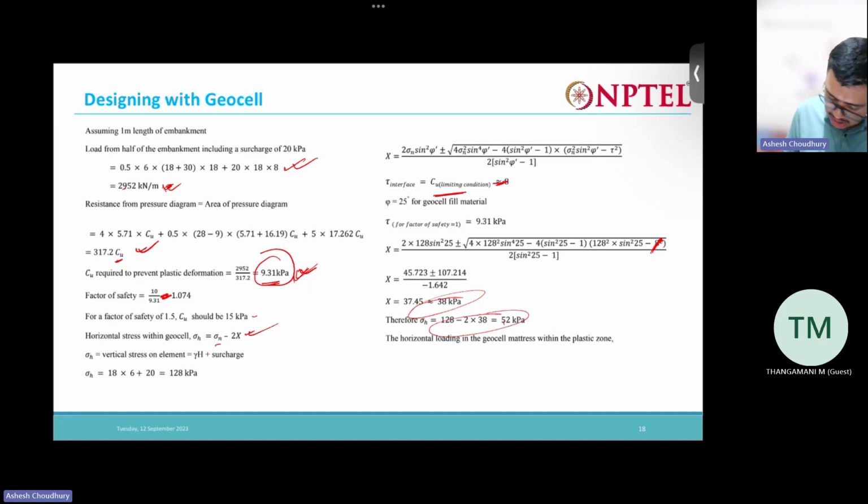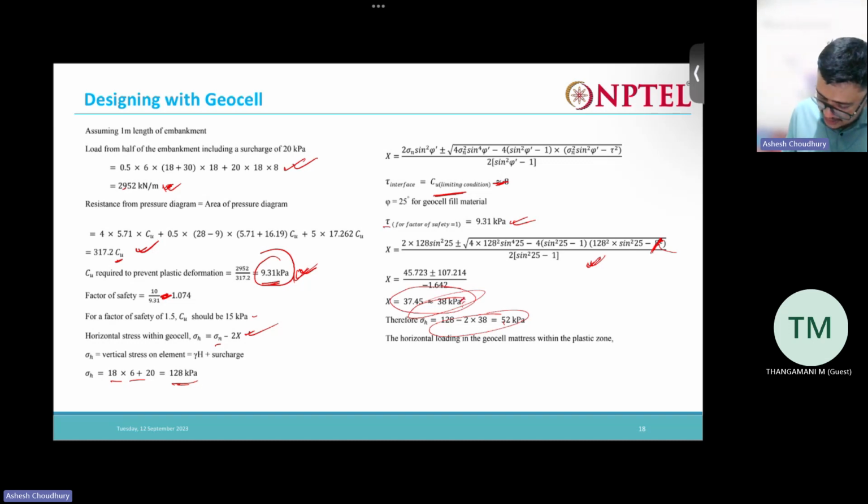Gamma into h plus surcharge. So gamma into 6 is the height, and the surcharge is 128 kPa. Now you need to determine this x from here. The tau here should be how much? This is 9.31. So put 9.31 and find this x. Whatever x comes here, x comes here.